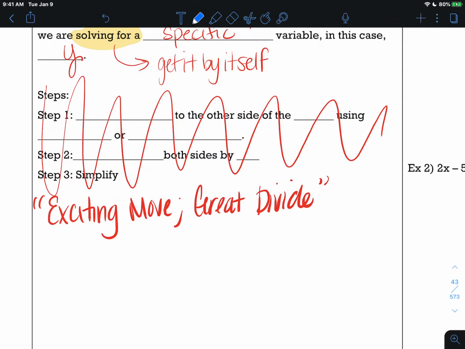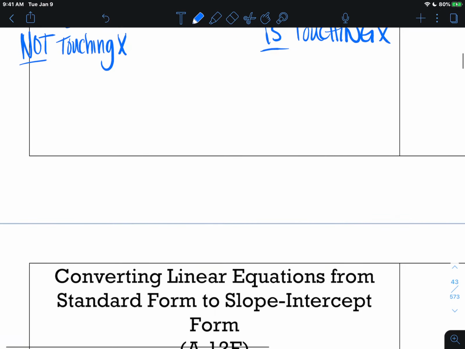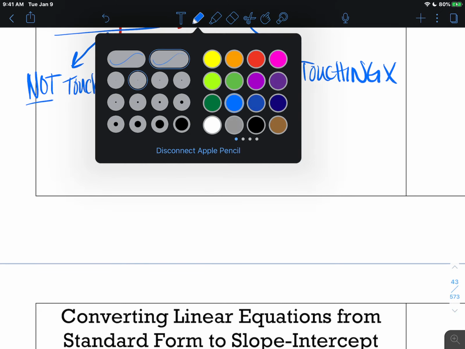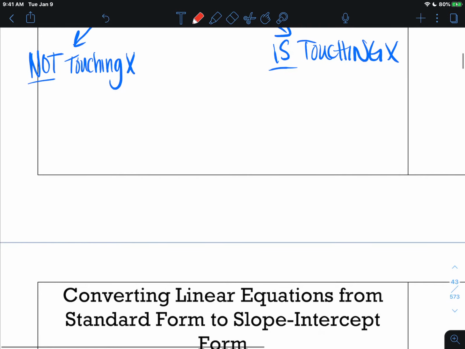Just as a refresher, exciting move: who's not touching x, and great divide: who is touching x. Okay? So, there are some people that like to memorize formulas for this. I'm not one of those people because I hate memorizing extra formulas. I prefer to just do it because sometimes I'll totally forget it and mess it up or do it backwards or something. But this may be something that's helpful for checking your work.